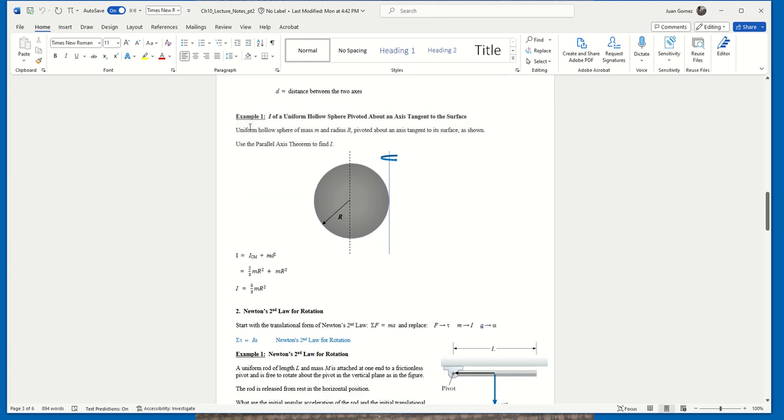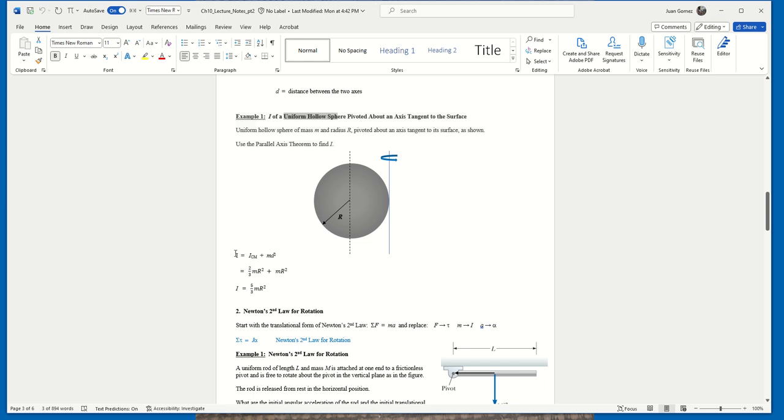Well, let's look at an example. Let's calculate the moment of inertia of a uniform hollow sphere, but pivoted about an axis that's tangent to the surface. In other words, this axis. And this rotational arrow means I want the sphere to rotate about that axis, not about the axis through the CM. Well, parallel axis theorem. And remember, it's a uniform hollow sphere, mass m, radius r.